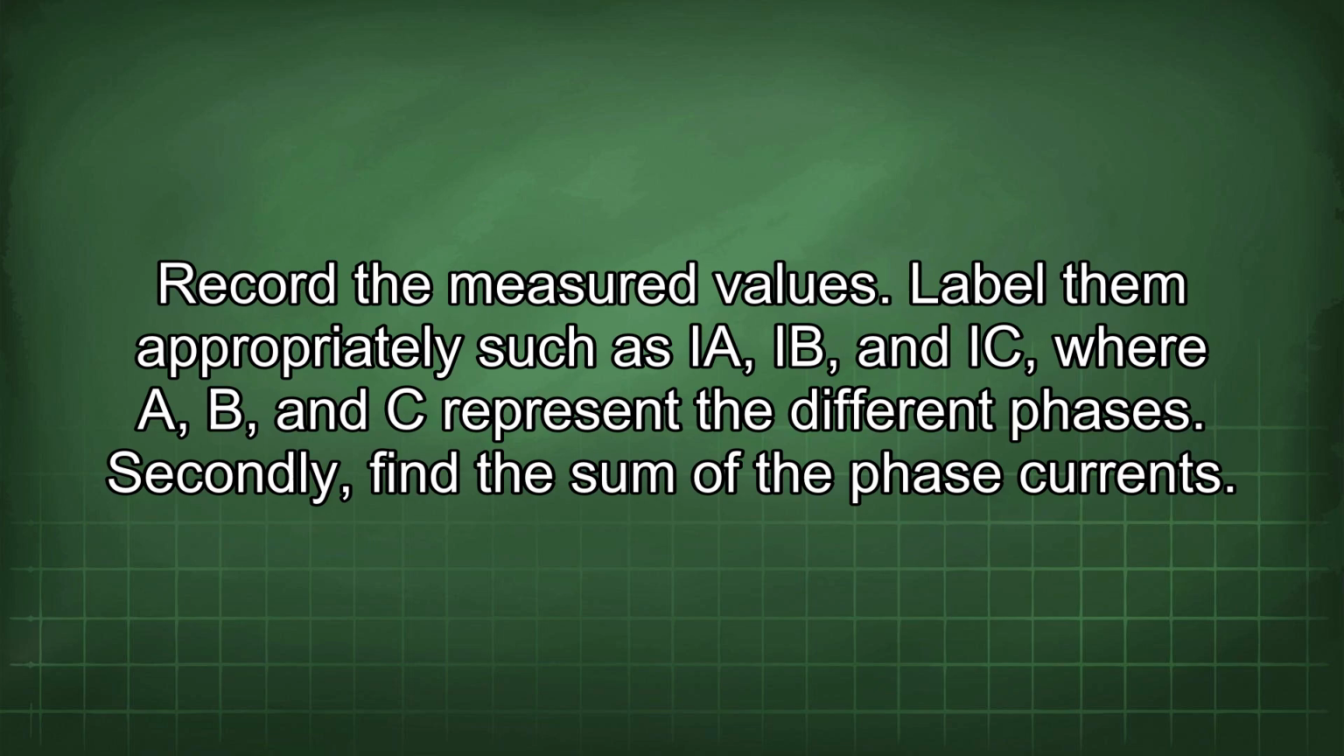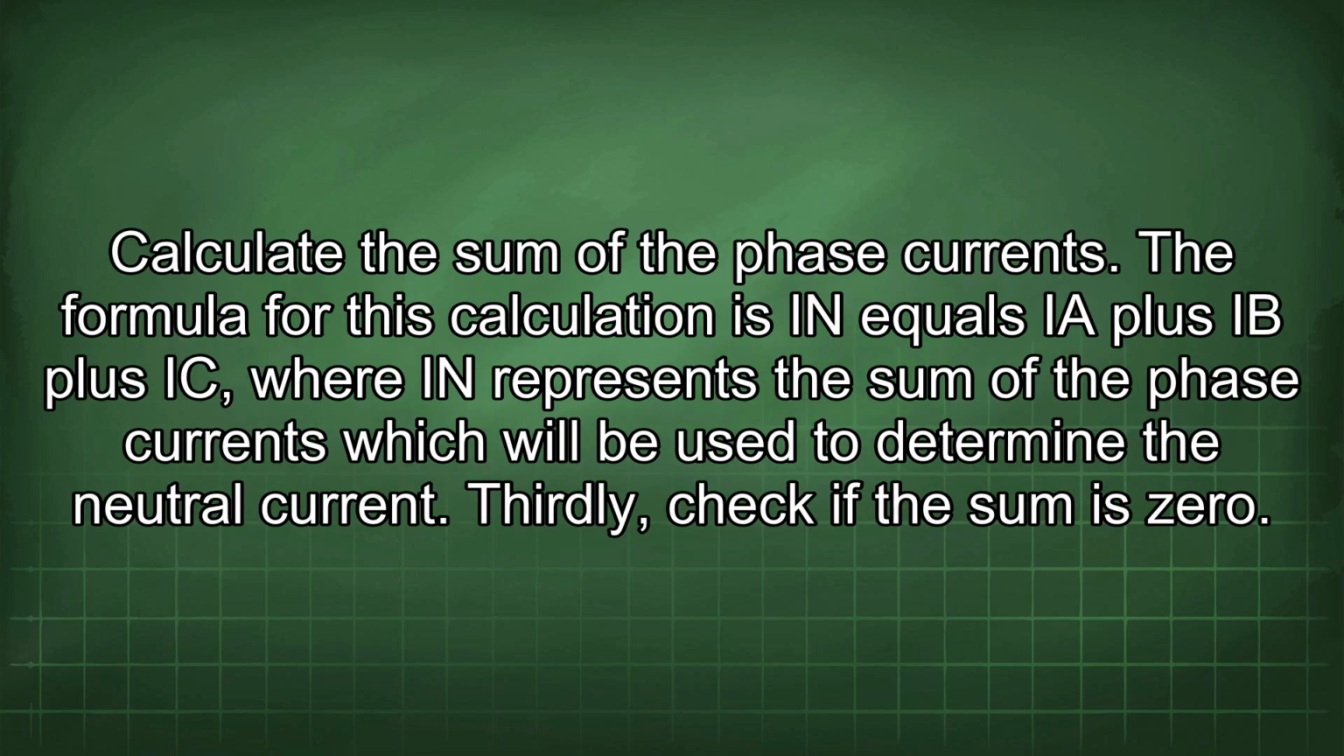Record the measured values. Label them appropriately, such as IA, IB, and IC, where A, B, and C represent the different phases. Secondly, find the sum of the phase currents. Calculate the sum of the phase currents. The formula for this calculation is N equals IA plus IB plus IC, where N represents the sum of the phase currents, which will be used to determine the neutral current.